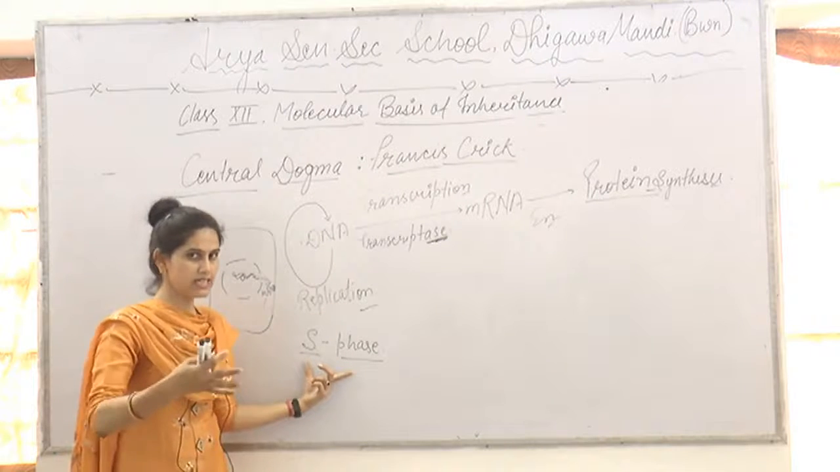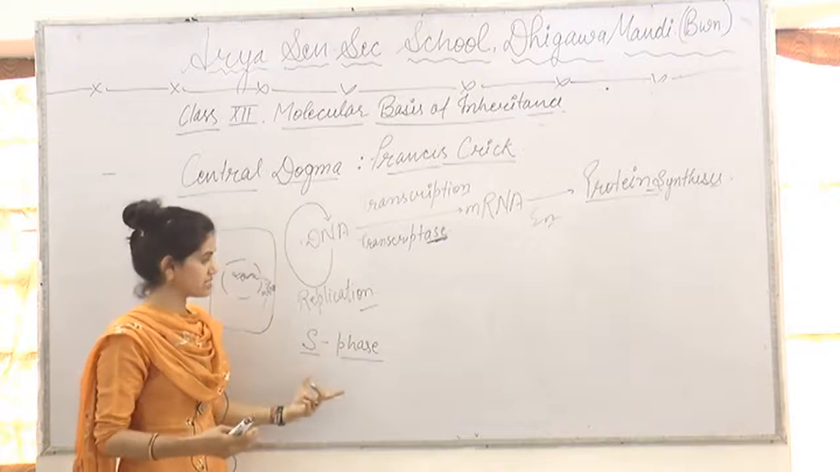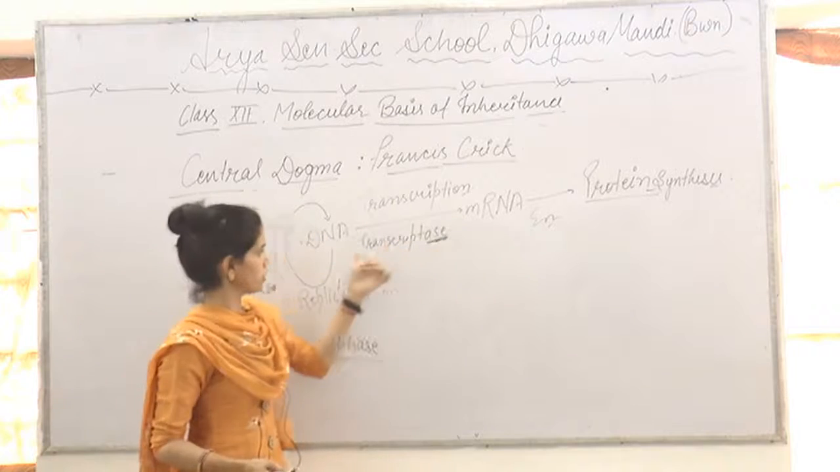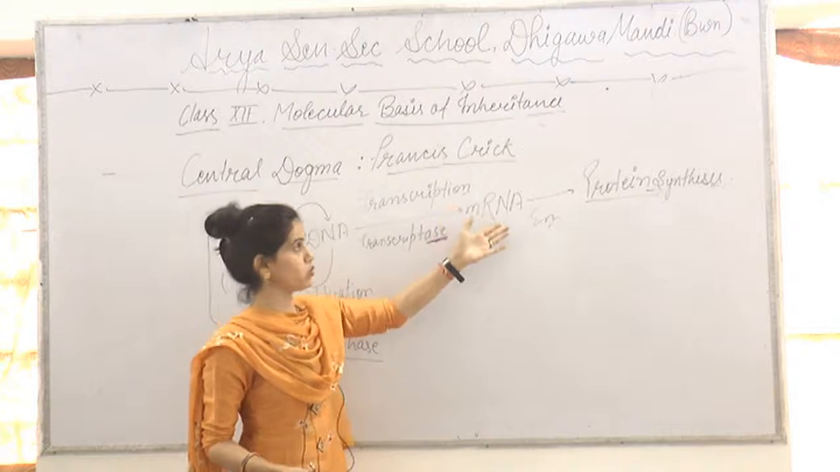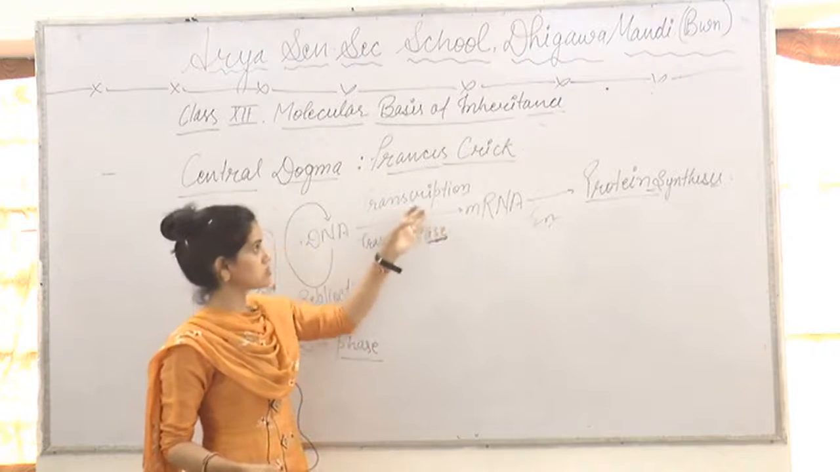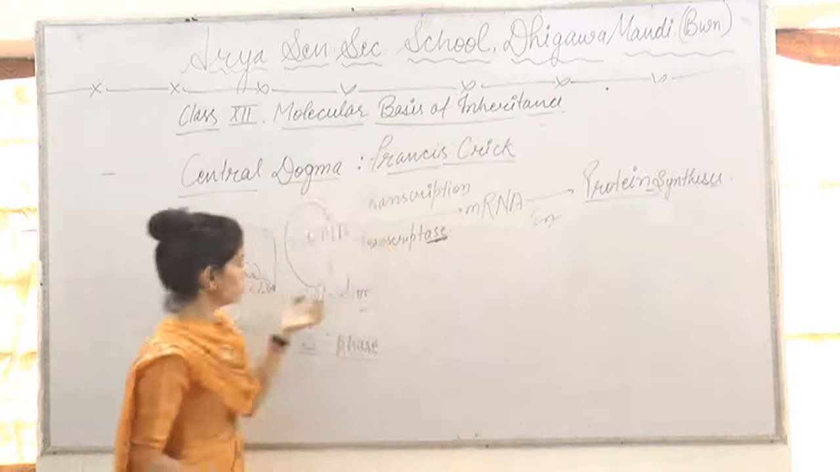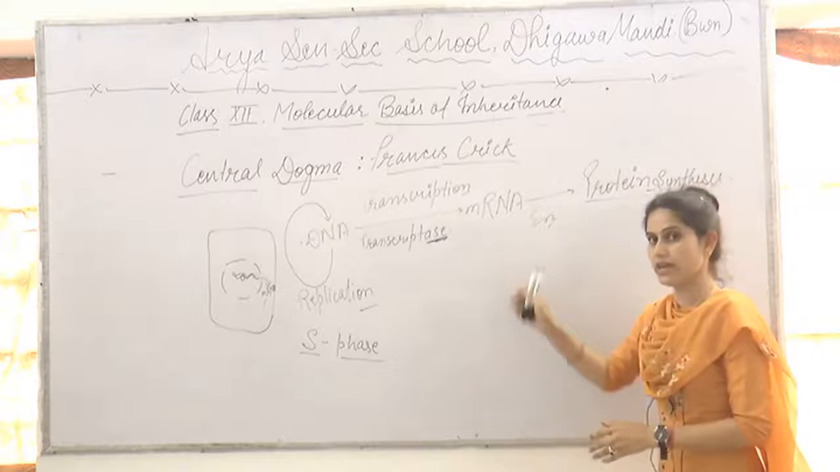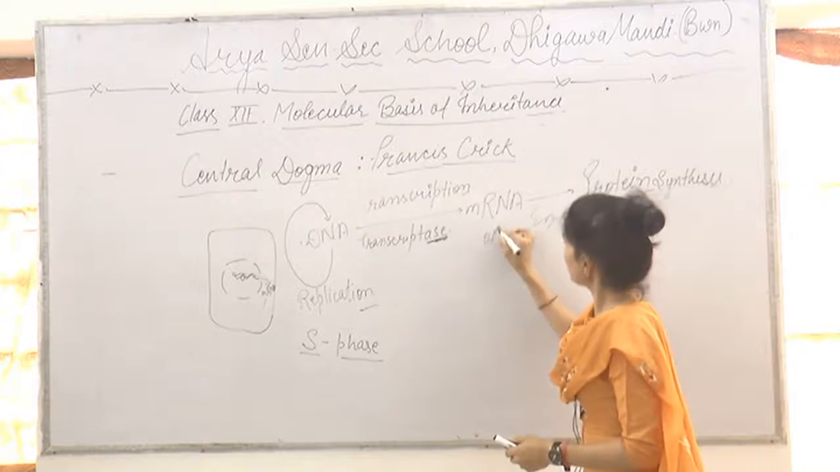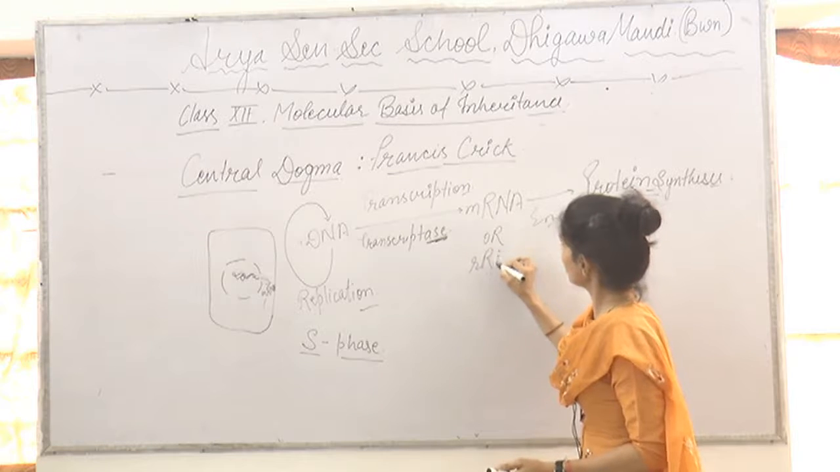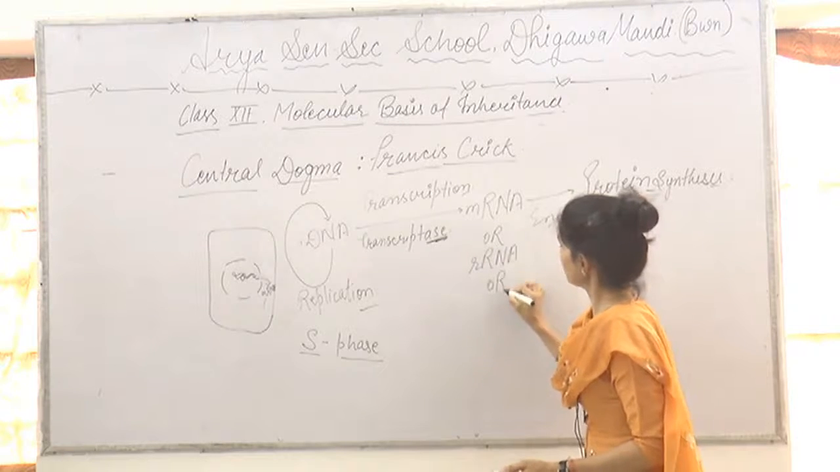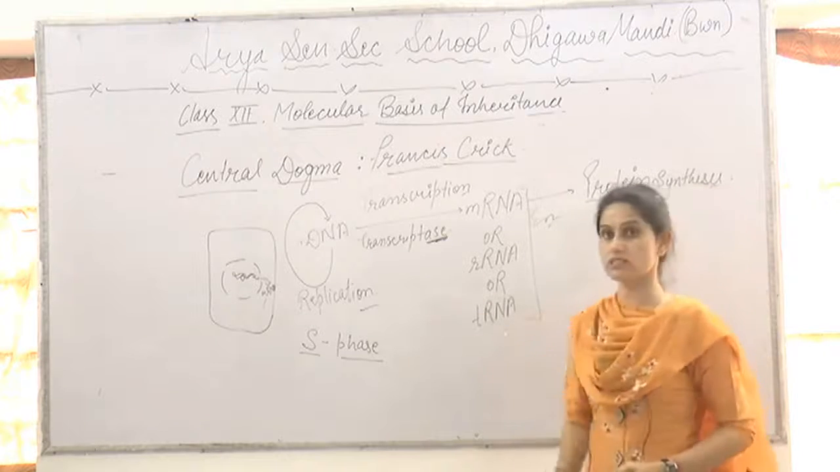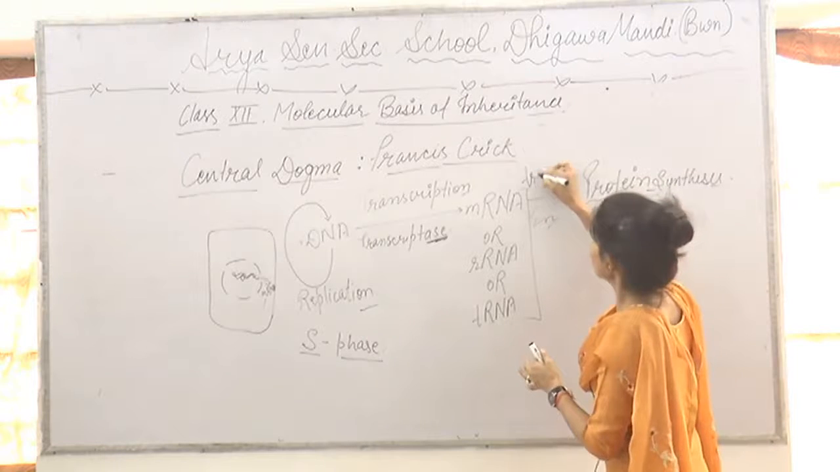Replication happens in the S phase of the cell cycle, and after replication DNA converts into mRNA, and the process is known as transcription. The mRNA comes out of the nucleus and there is the formation of protein. Not only mRNA, along with mRNA we also have rRNA and tRNA. These three together carry out protein synthesis. This process we call translation.